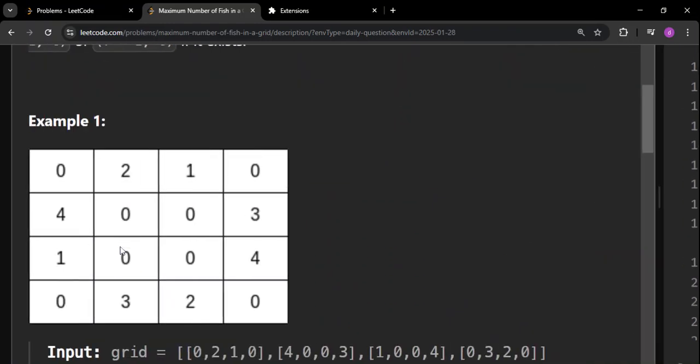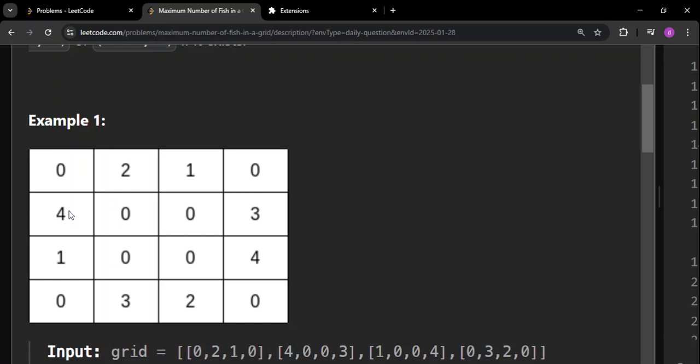If you see the diagram here, in this case, look at the water parts. Here 4 comma 1 is a water part, 2 and 1 is a water part, here 3 and 4 is a water part, and 3 and 2 is a water part. These numbers mean how many fish there are. So here 4 plus 1 fish, here 2 plus 1 fish, here 3 plus 4 fish, and here 3 plus 2 fish. Now, if you start in 4 comma 1, you will be able to catch 4 plus 1 fish. But after that you are stuck because you are surrounded by land cells, so you cannot escape. So at max you can catch only 5 fish if you start at 1 comma 0.